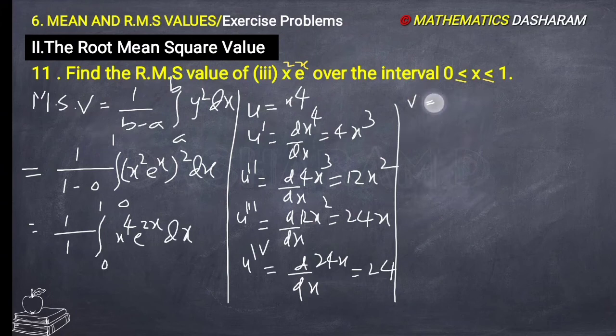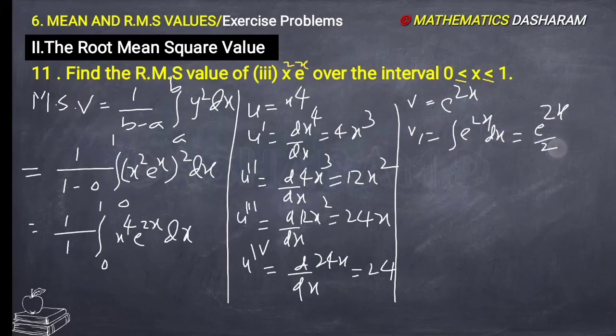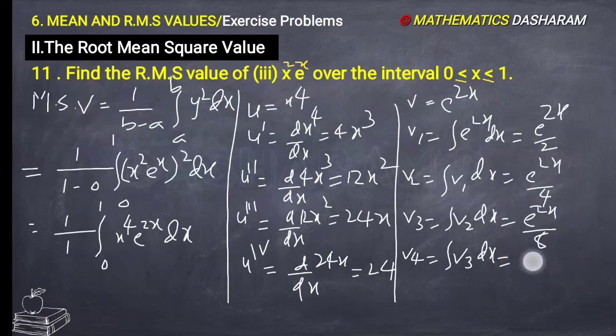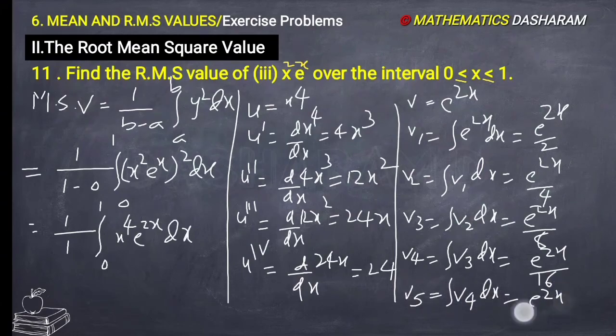Next, v equals e to the power of 2x. Then v1 equals integration of e power 2x dx, which is e power 2x by 2. v2 equals integration of v1 dx, that is e power 2x divided by 4. v3 equals integration of v2 dx, that is e power 2x divided by 8. v4 equals integration of v3 dx, that is e power 2x by 16. v5 equals integration of v4 dx, that is e power 2x by 32. Now apply the Bernoulli's rule.